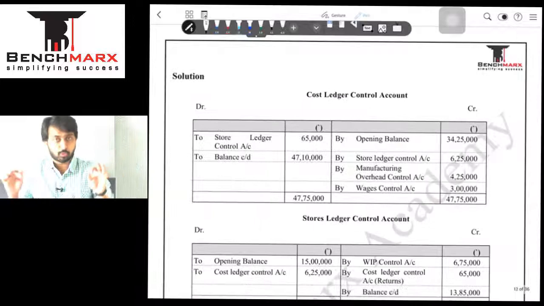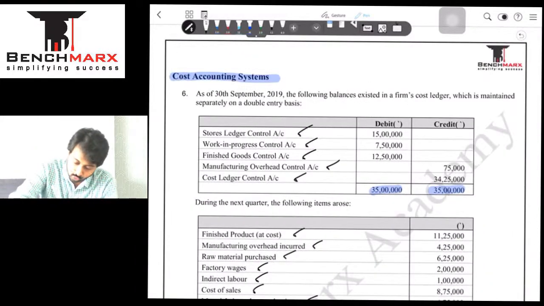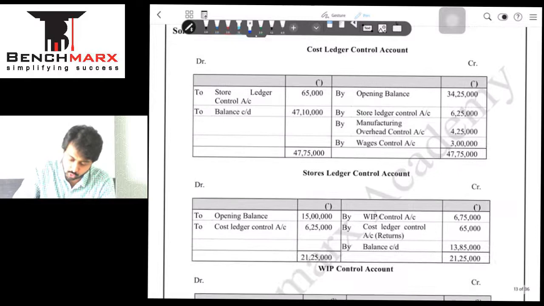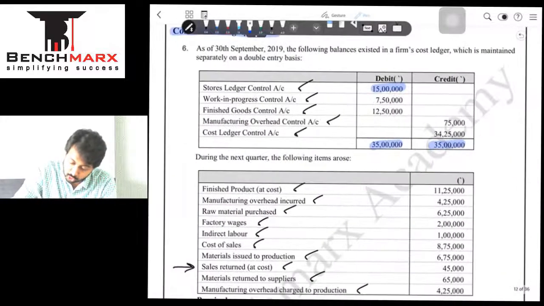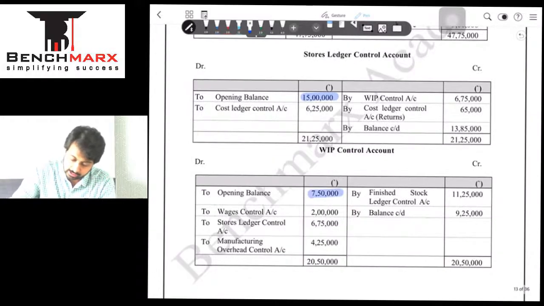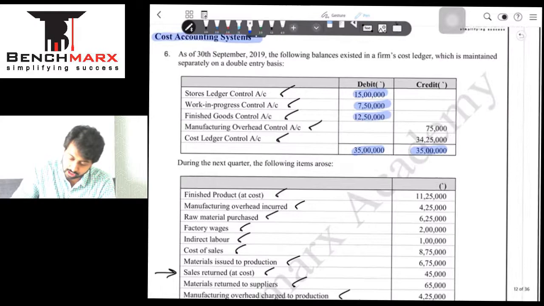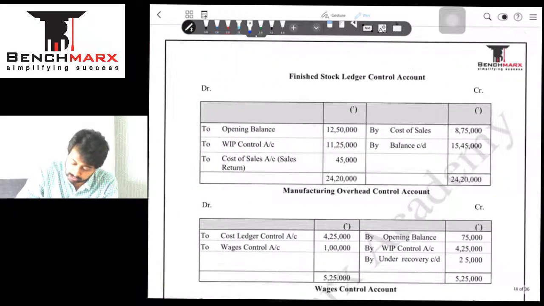We have to first post all the opening balances in their respective ledgers. ठीक है. So first opening balance SLC 15 lakh will go to SLC account, opening balance 15 lakhs ये अपना हो चुका है. Then we have the next is WIP 7 lakh 50 go to WIP account, opening balance 7 lakh 50. ठीक है. Then we have opening balance of FG 1250 go to FG account and FG account will have opening of 12 lakh 50.